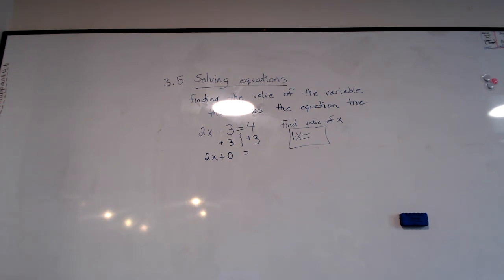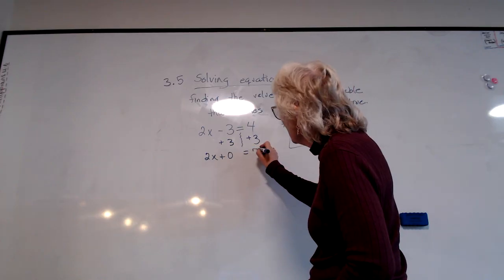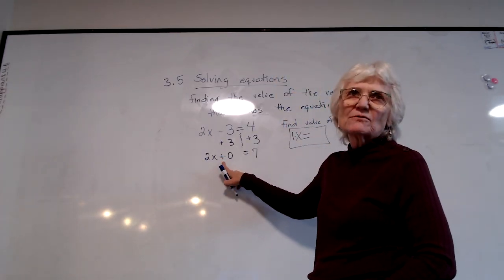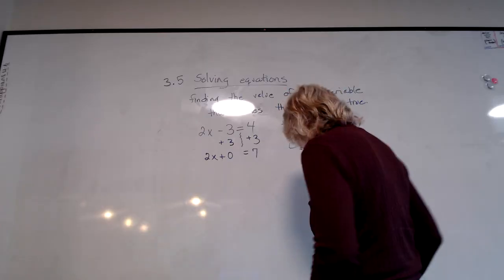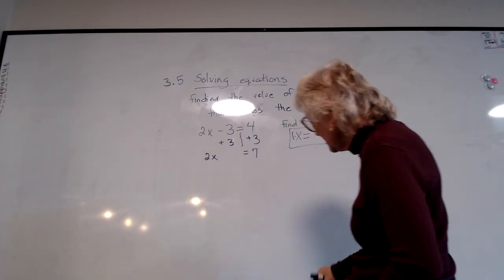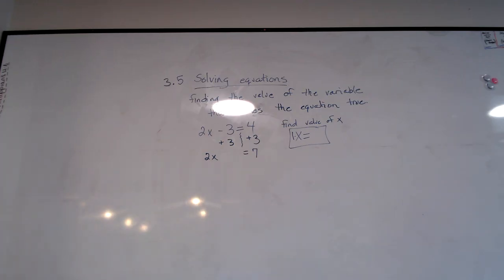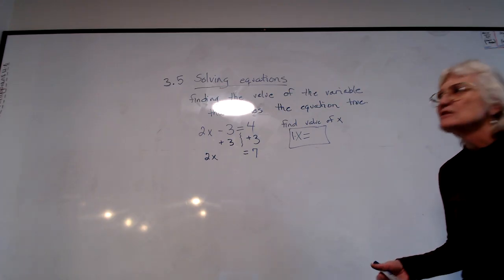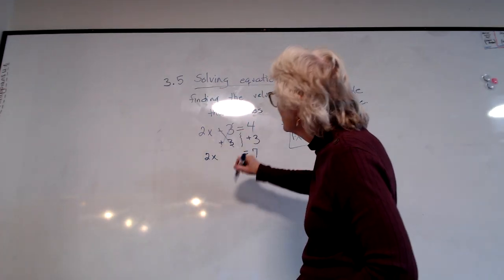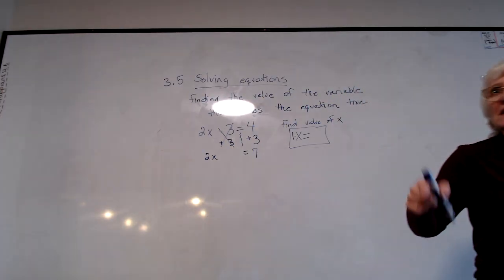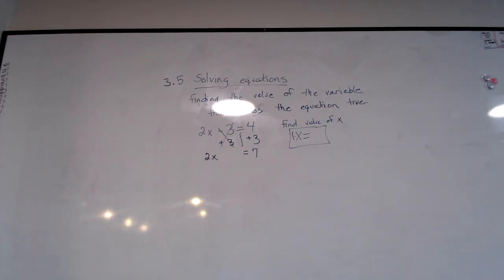On the other side of the equation, I add 3 to 4 and I get 7. We don't have to write the plus 0, because 2x plus 0 is just really 2x. It's implied, I don't make you write that. Some people like to go like this to say that cancels each other, to show yourself that that makes 0. I don't care how you write it. If you just write plus 3 and plus 3 on both sides and then show the result, that's fine.